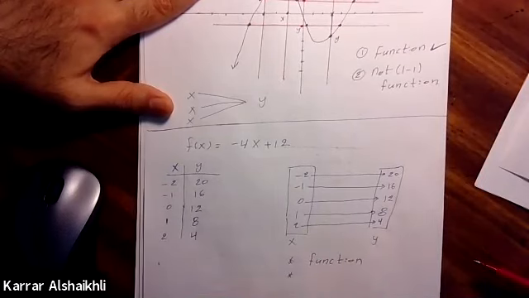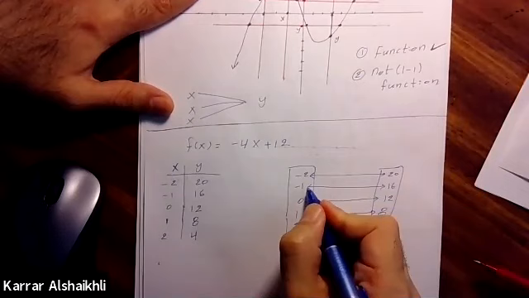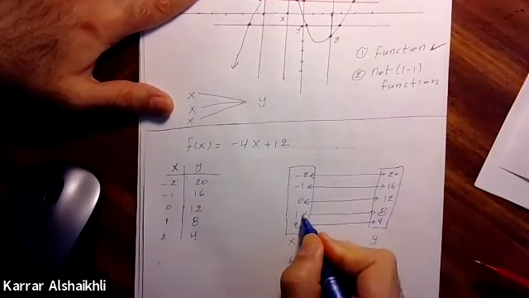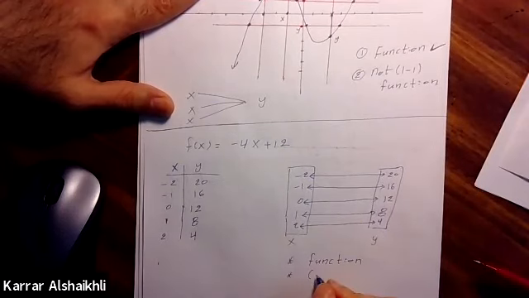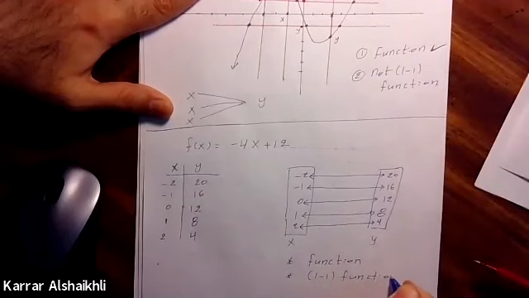The second condition, each y here goes back to 1 x. 16 goes back to -1, 12 goes back to 0, 8 goes back to 1, 4 goes back to 2. That means this is a one-to-one function. This is the first thing you have to do.